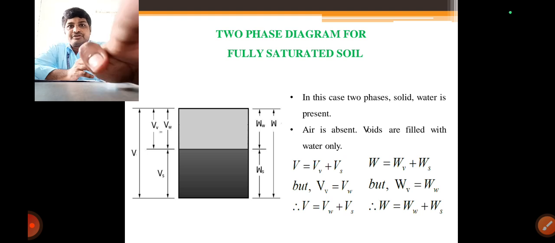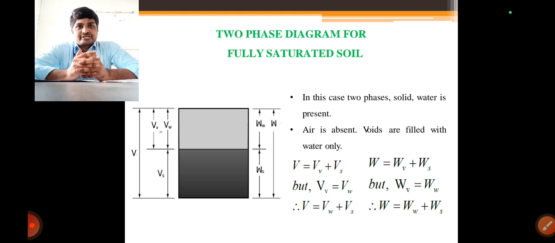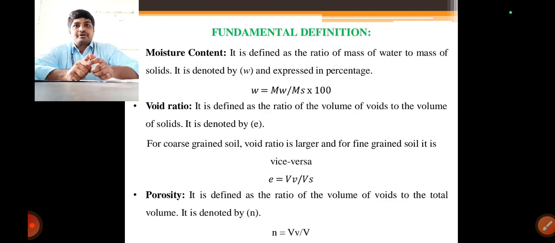So the difference between the three-phase diagram and the two-phase diagram is that in the three-phase diagram we take the bulk or natural amount of soil. In the case of the two-phase diagram, the soil is fully saturated, containing the full amount of water, and only solids and water are present in the soil mass. That is the difference between the three-phase diagram and the two-phase diagram.